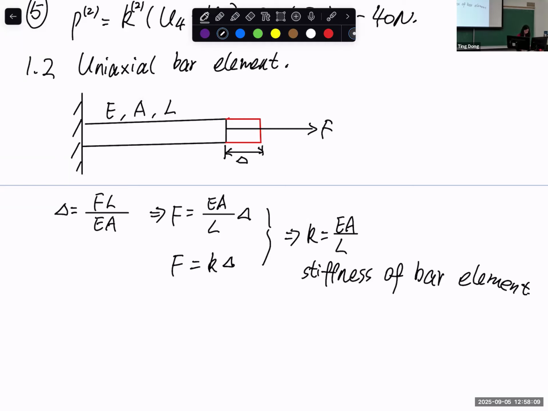And of course, you probably learned in mechanics of materials that for tension and compression, EA is the axial rigidity. It represents how rigid the bar element is in resisting the force.